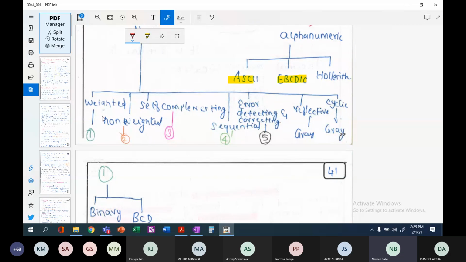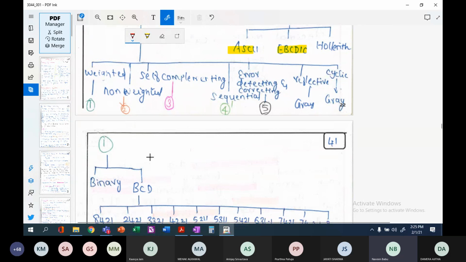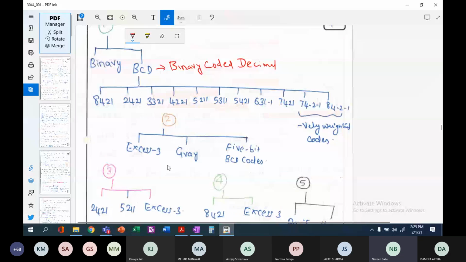Now further, weighted codes are classified as binary and BCD codes. What is BCD? Binary coded decimal codes. And non-weighted codes are classified into XS3 codes, gray codes, and 5-bit BCD codes.